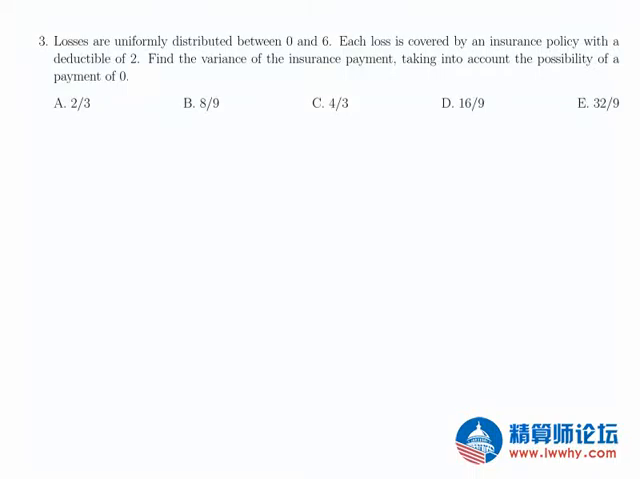I'm going to let x be equal to my loss amount, and I'll let y denote the payment. We want to find the variance of y. Well, first let's find the first and second moments of y. What is the expected value of y? There are a couple ways that we could do this.